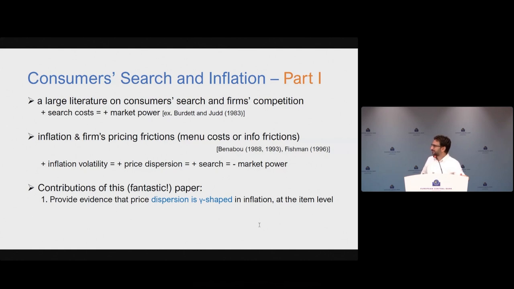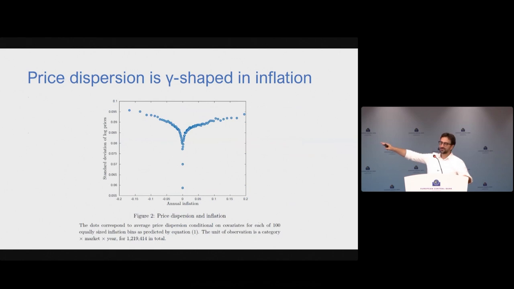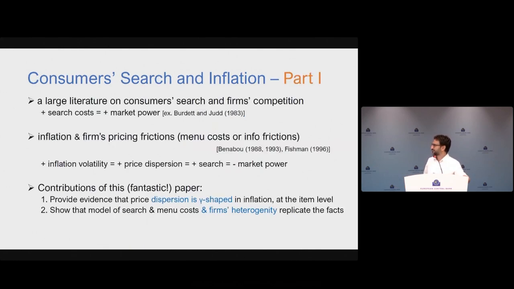So Francisca's paper contributes to this line of literature by providing three main contributions. This is the way I see it. So the first is to provide convincing evidence, robust evidence, I cannot find a better qualifier, that price dispersion is upsilon-shaped in inflation. So the introduction of the upsilon is also a contribution, I guess, at the item level, okay? So when you think about the picture that she has shown, each point is an item. So it's a market for one item, okay? So annual inflation is annual inflation at the item level. It's not aggregate inflation. This will be important for something I will say later.